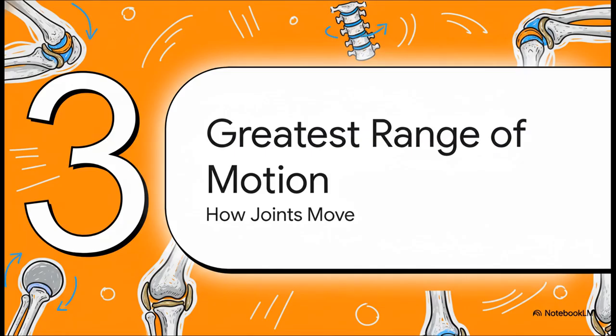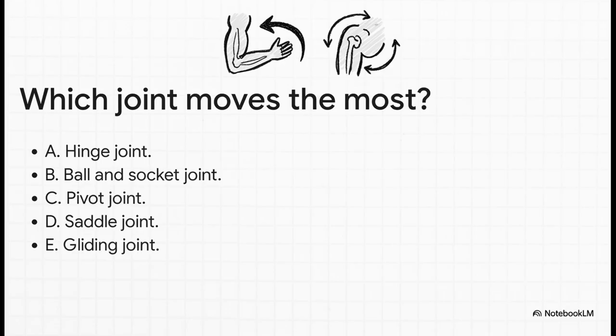Okay, so we've ID'd a bone, but let's be real. The real magic isn't just the bones themselves, it's how they move. That brings us to our third question, all about joints. You've got joints that bend, joints that pivot, but which kind gives us the absolute most freedom of movement? Which type of joint allows for the greatest range of motion? Just think about bending your elbow versus swinging your whole arm around. Which of these 5 is the true champion of movement?